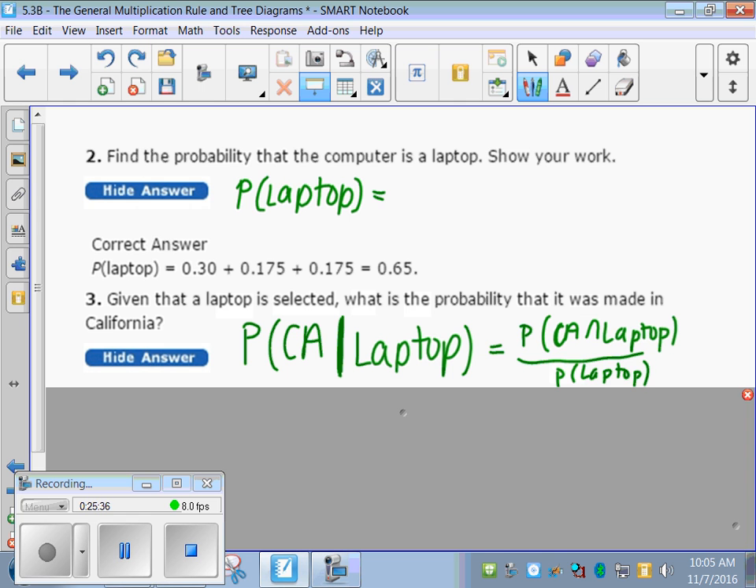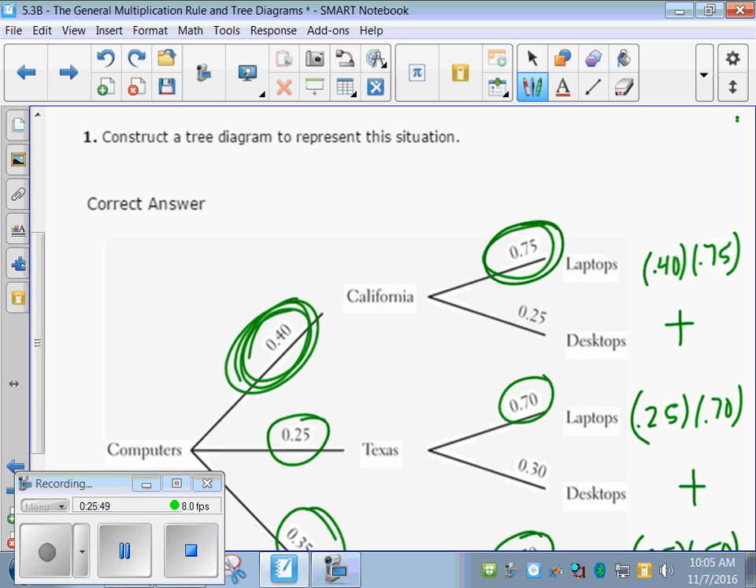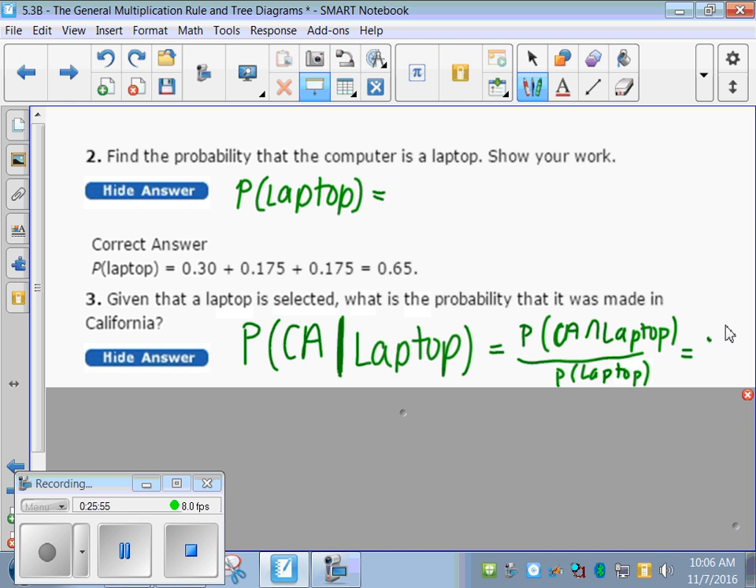All right, so our formula is, it's probability of California and laptop. So probability of California and laptop, you guys, is, we already found part of it, right? California times laptop. What decimal did you guys get when you multiplied those together? Okay, 0.3 divided by our answer to the last question here. What's the probability of laptop? We just did that one in the last one, so it's 0.65. So divide those and you get 0.462. All right, good job if you got that. So 46% chance that given a laptop is selected, that it was made in California.